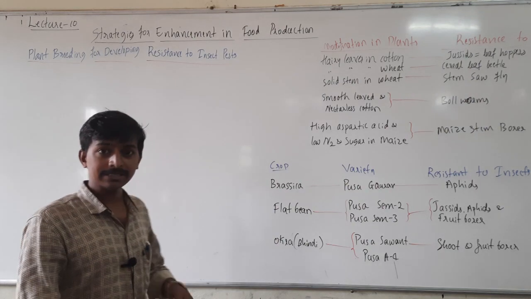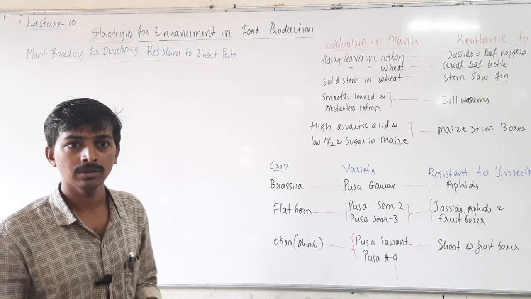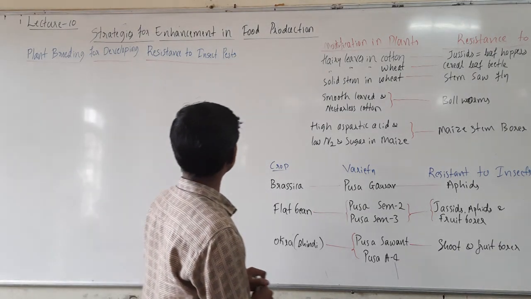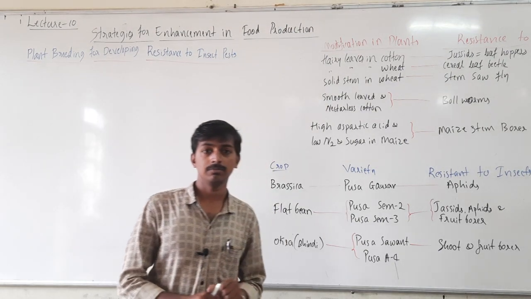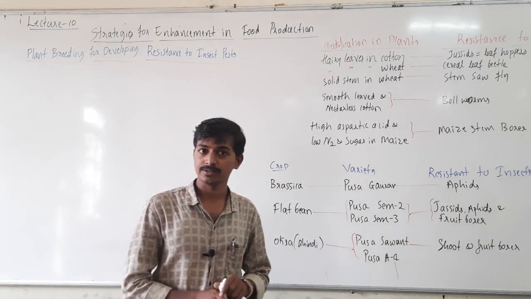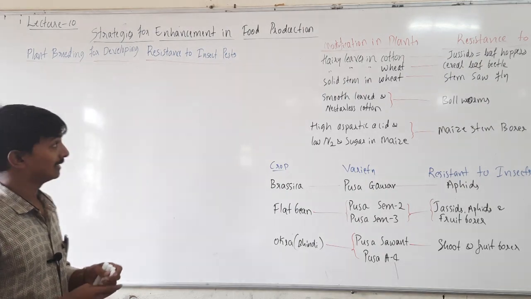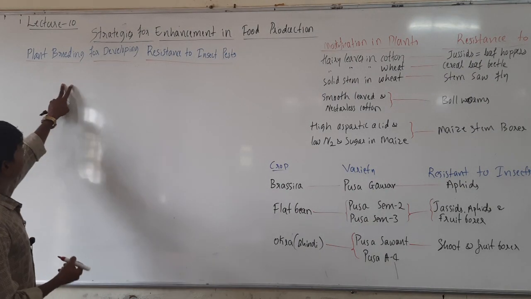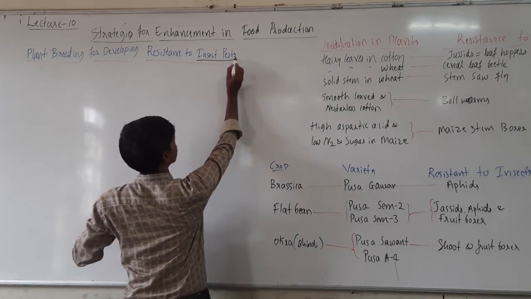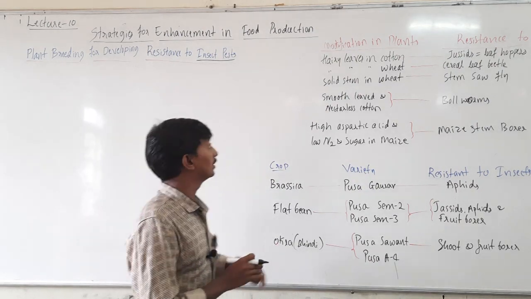In the previous classes, we have discussed some aspects of plant breeding, that is, how to develop plants against some of the diseases, maybe caused by bacteria, maybe caused by viruses, maybe caused by fungi like smut, rust, etc. In today's class, we shall discuss plant breeding for developing resistance to insect pests. The plant must become resistant to the insect pest.